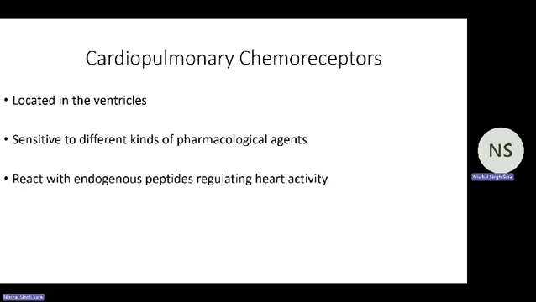The next are cardiopulmonary chemoreceptors. They're located in the ventricles and they're sensitive to different kinds of drugs or pharmacological agents, but also some endogenous peptides like endorphins that are produced in the body. They regulate heart activity as well.